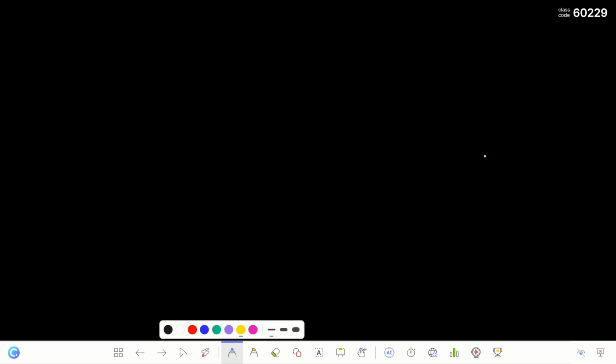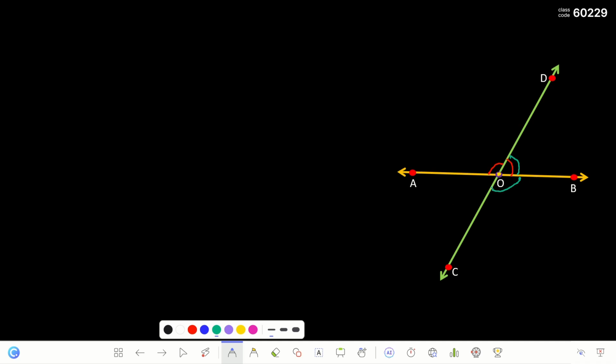Moving ahead, I have this figure right here where I have two lines AB and CD that intersect at a point O right here. Now in such a figure, I can locate quite a few linear pairs. So let us just go ahead and label them. Here, this angle and this angle form a linear pair, right? That's pretty clear. They add up to a straight angle. Apart from this, I also have this same angle and this angle this time that form a linear pair. Now let us quickly again go ahead and represent this information mathematically.